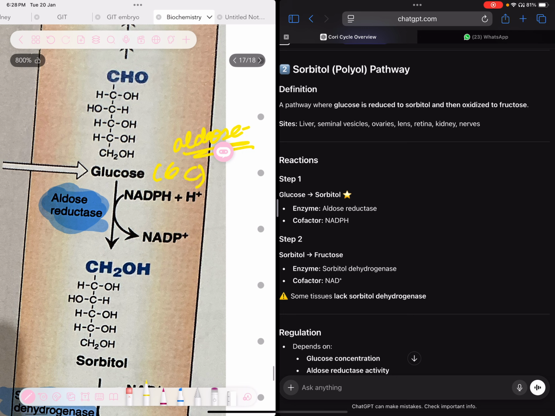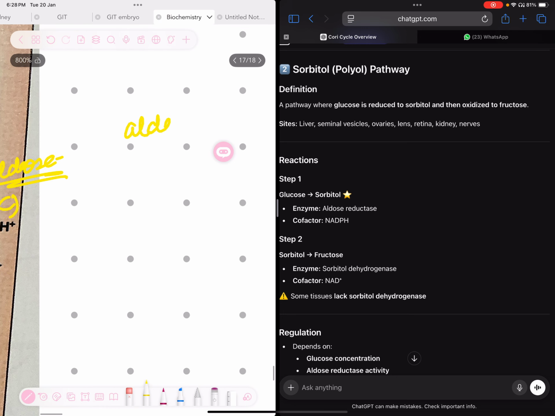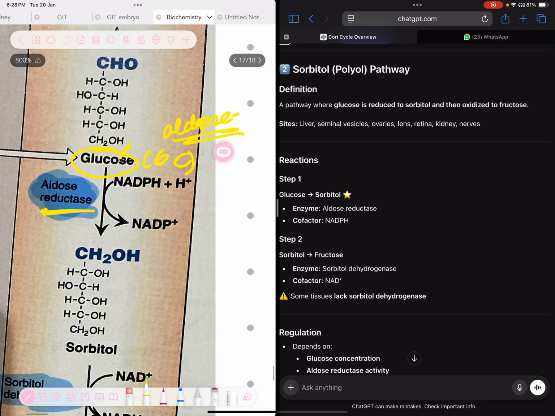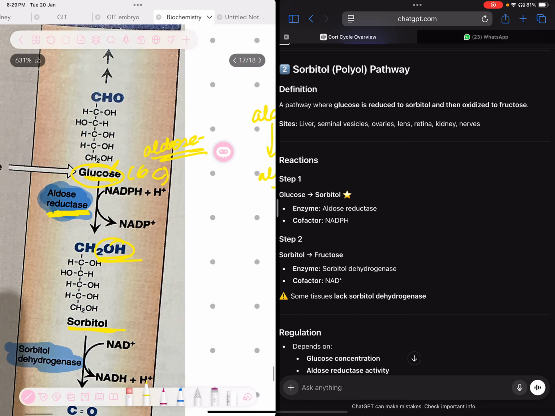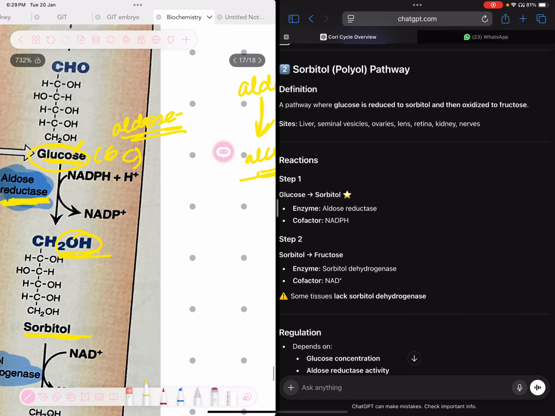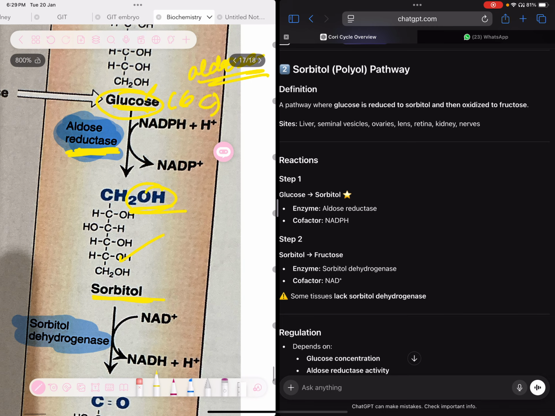So obviously you have to reduce the aldose sugar. When you reduce an aldehyde, aldehyde reduction produces an alcohol, right? So that's what we are doing. We're producing an alcohol group in the glucose. So you can see this is an additional alcohol group right here. So we got the sorbitol. So aldose reductase, we're going to reduce that. Obviously, whenever an aldehyde is reduced, you get alcohol. So aldehyde reduction gives you alcohol, and you'll have sorbitol.